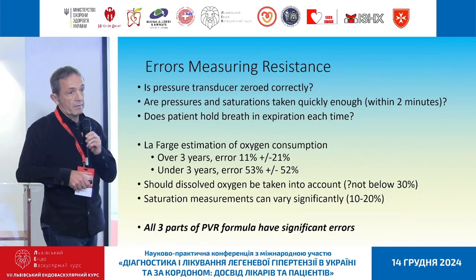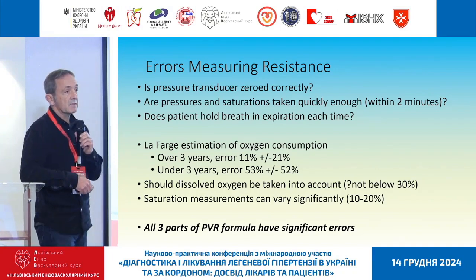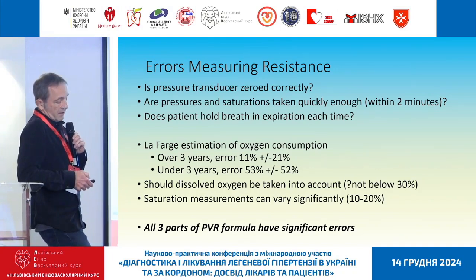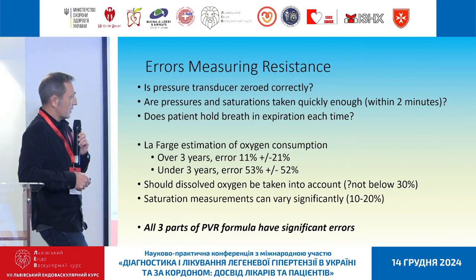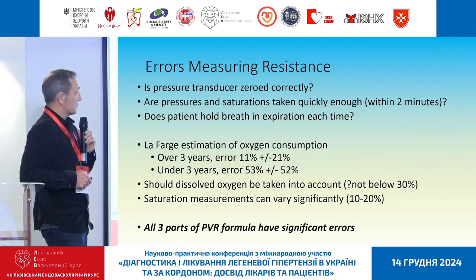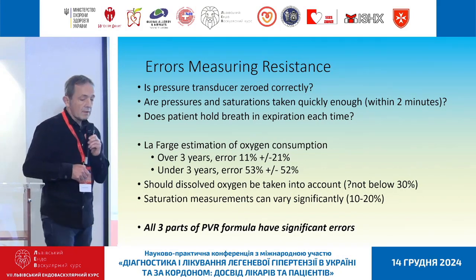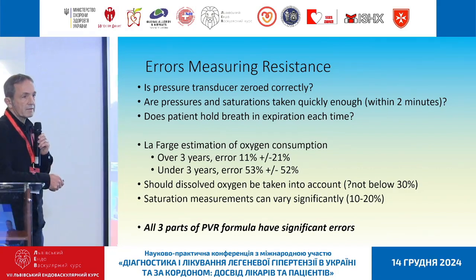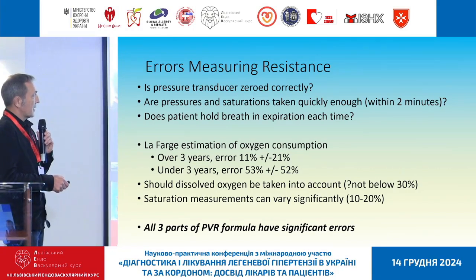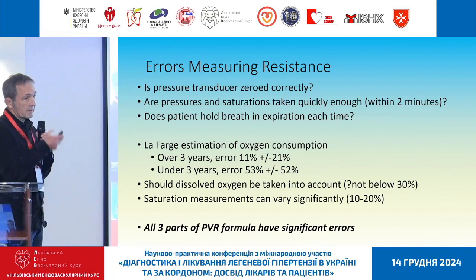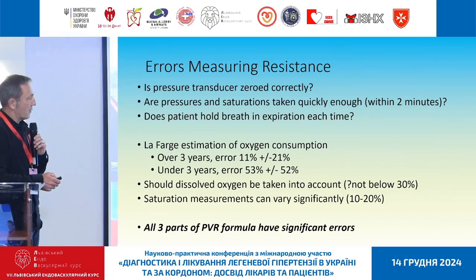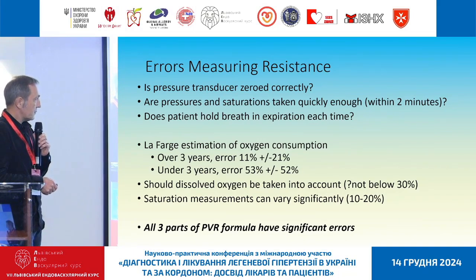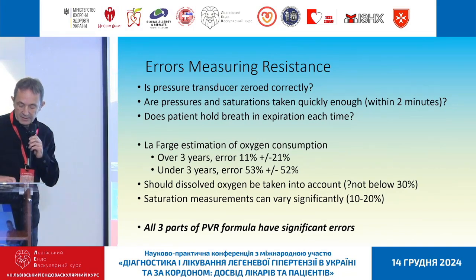There are lots of errors involved in measuring resistance, which is why I'm not a great fan of measuring the pulmonary vascular resistance. You have to make sure the pressure transducers are zeroed. It's very easy to zero them wrong. That you take them in more or less the same time. Simultaneous is best. Within 2 minutes is okay. And you have to take them at the same period of ventilation.